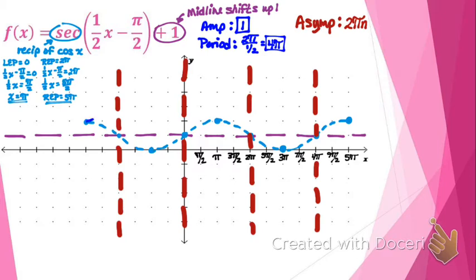Let's get our graph going on here with little parabola thingies. That's horrible.